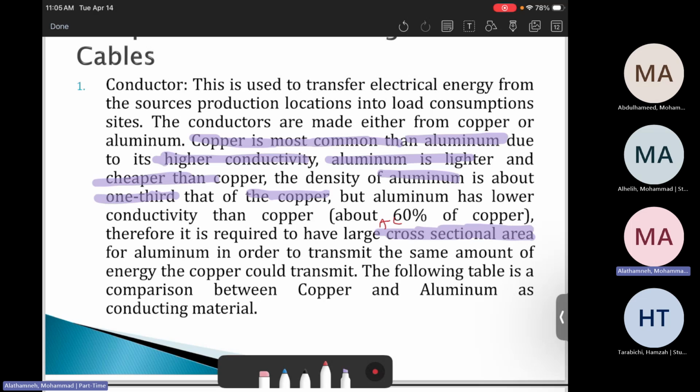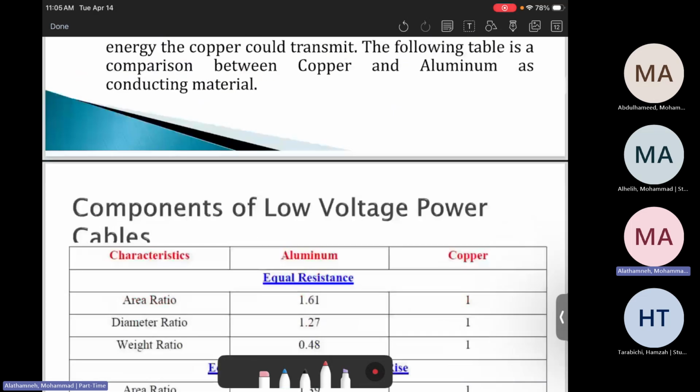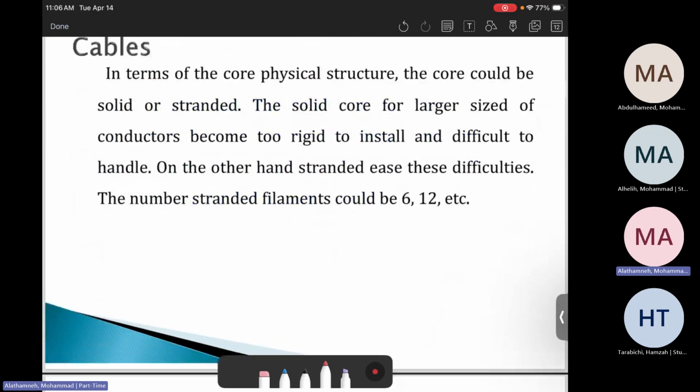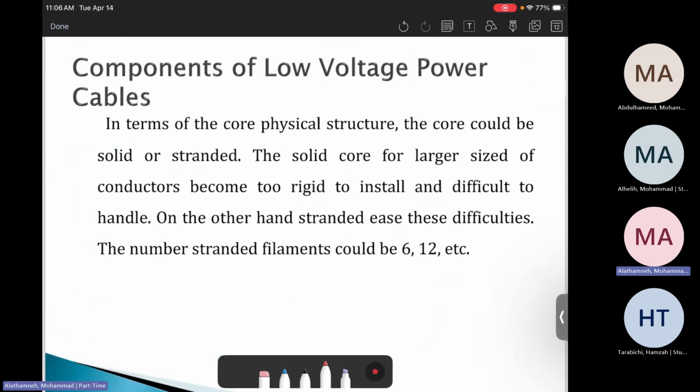While when we talk about the overhead transmission line, the vast majority are aluminum, not copper. But in underground cables, you will see many copper cables, especially when we are talking about the low voltage level. Here is a comparison between the copper and the aluminum: the resistance, the diameters, the weight ratio. The aluminum is also lighter. The temperature rise, the other things. So here is a table that summarizes it. Again, we are talking about low voltage. Okay, just keep this in mind.